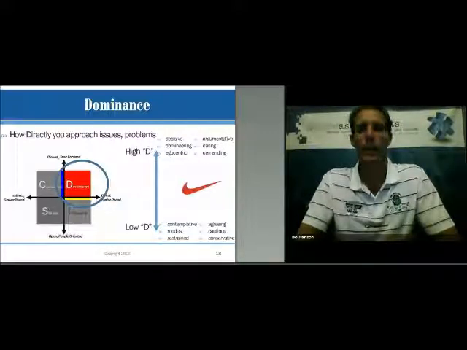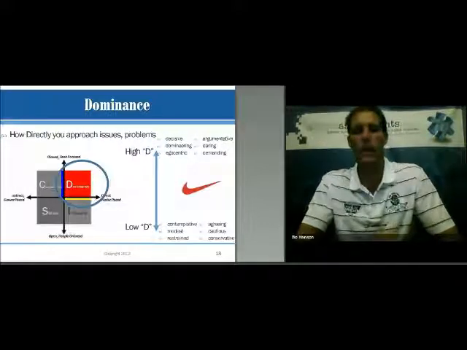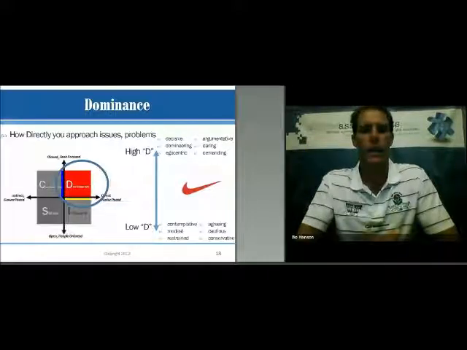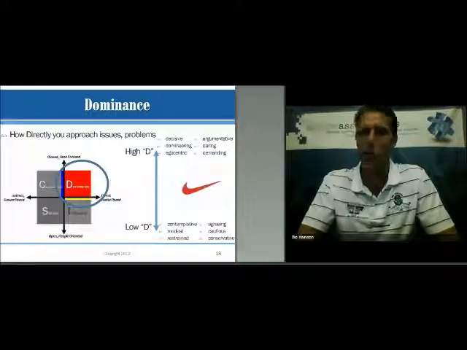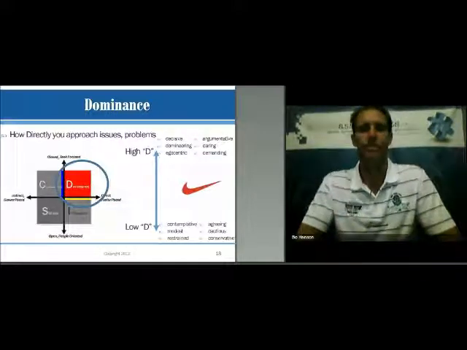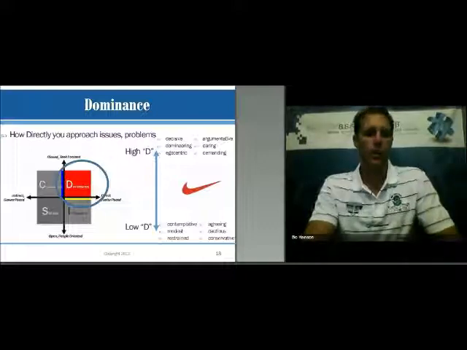Now, if you're a low D style, many of you probably have done your profile. If you're a low D style, it's important to recognise that you will deal with things in a less direct way. What that essentially means is that as a coach, it doesn't mean that you won't deal with them, but it just means that you'll spend more time considering what the best plan of action is, potentially discussing with other people, and then doing it in a fairly diplomatic style. Okay, so that's that D style.